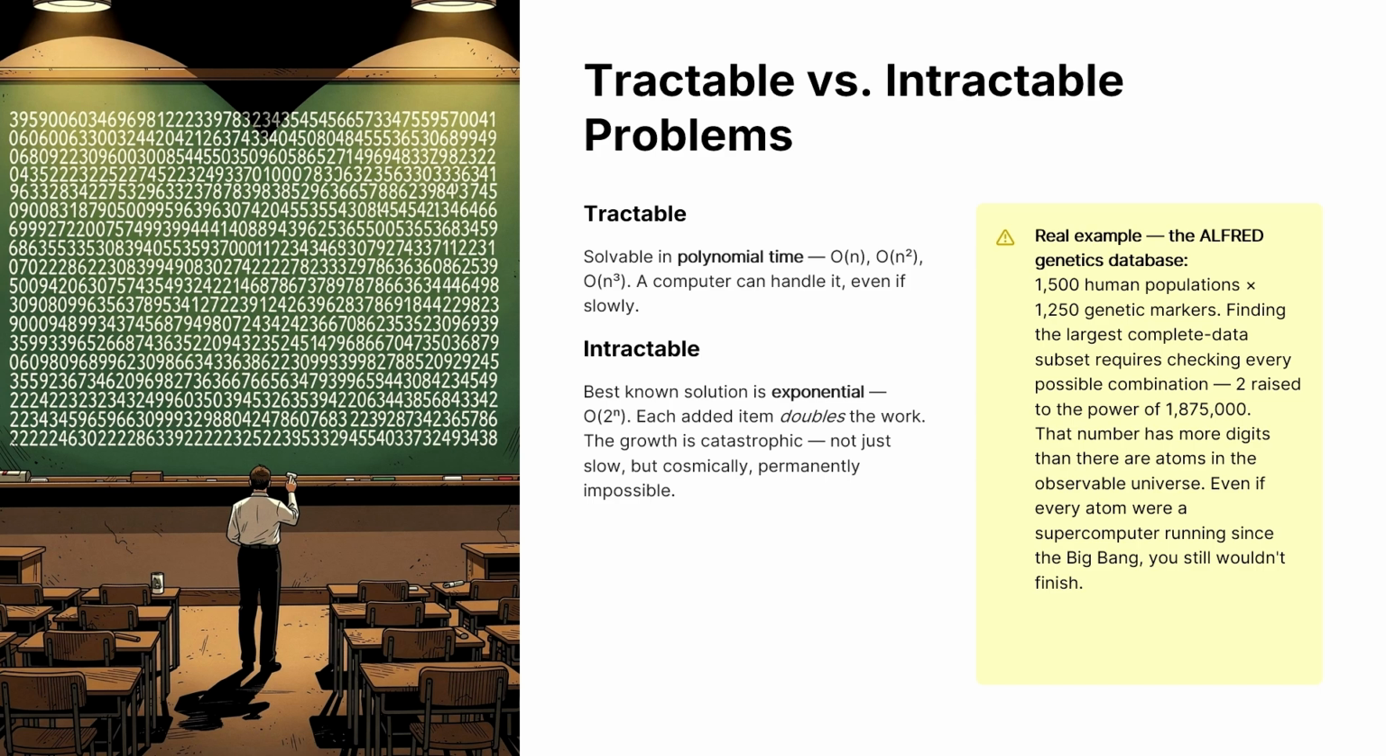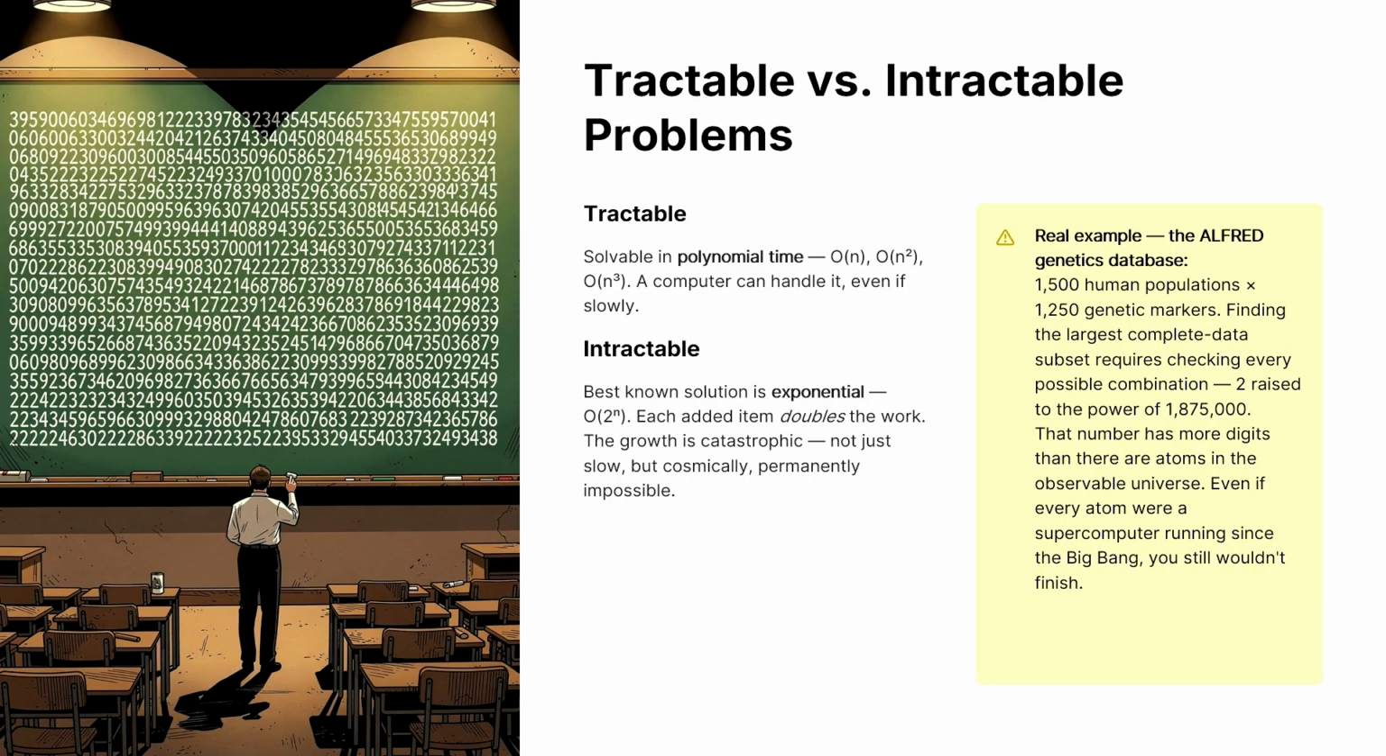Here's something that surprises a lot of people. There are problems that are, for all practical purposes, impossible to solve. Not because computers aren't fast enough, but because no algorithm could ever solve them in reasonable time. If a problem can be solved in polynomial time, O of n, n squared, n cubed, it's called tractable. A computer can handle it, even if slowly. But if the best-known solution is exponential, O of 2 to the power of n, the problem is called intractable. Each item you add doubles the work.